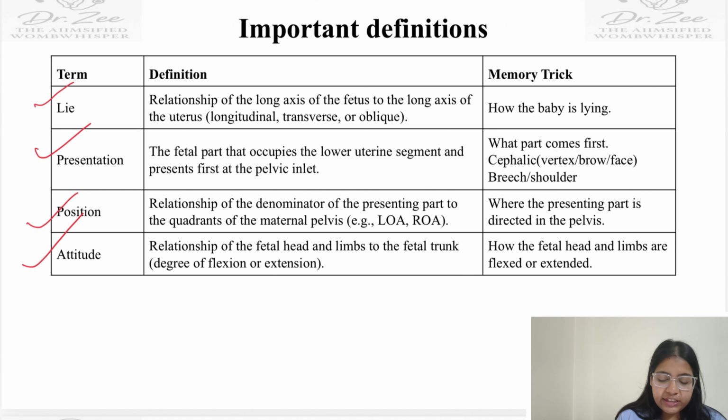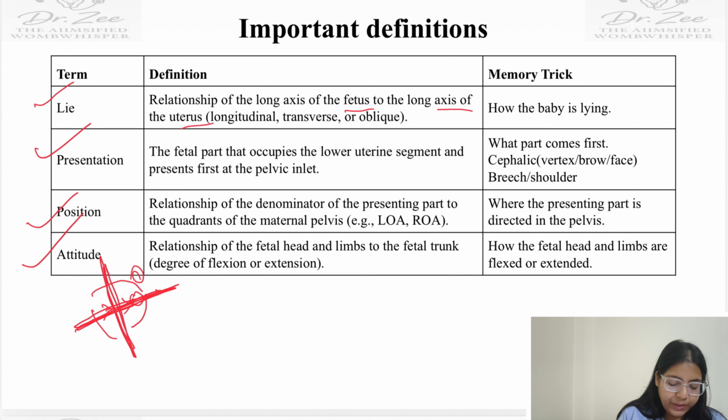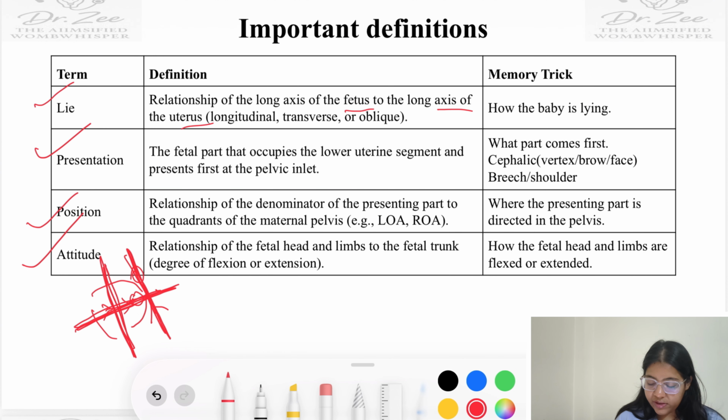It is the relationship of the long axis of the fetus to the long axis of the uterus. Okay. So if this is the uterus, and the baby, the long axis of the uterus is this, and if this is the baby lying, then the long axis of the fetus is this. So the lie is transverse. But if a baby is lying like this, then the long axis of the fetus is this. Then the lie is longitudinal. So this is how you know if the lie is longitudinal or transverse. Okay.